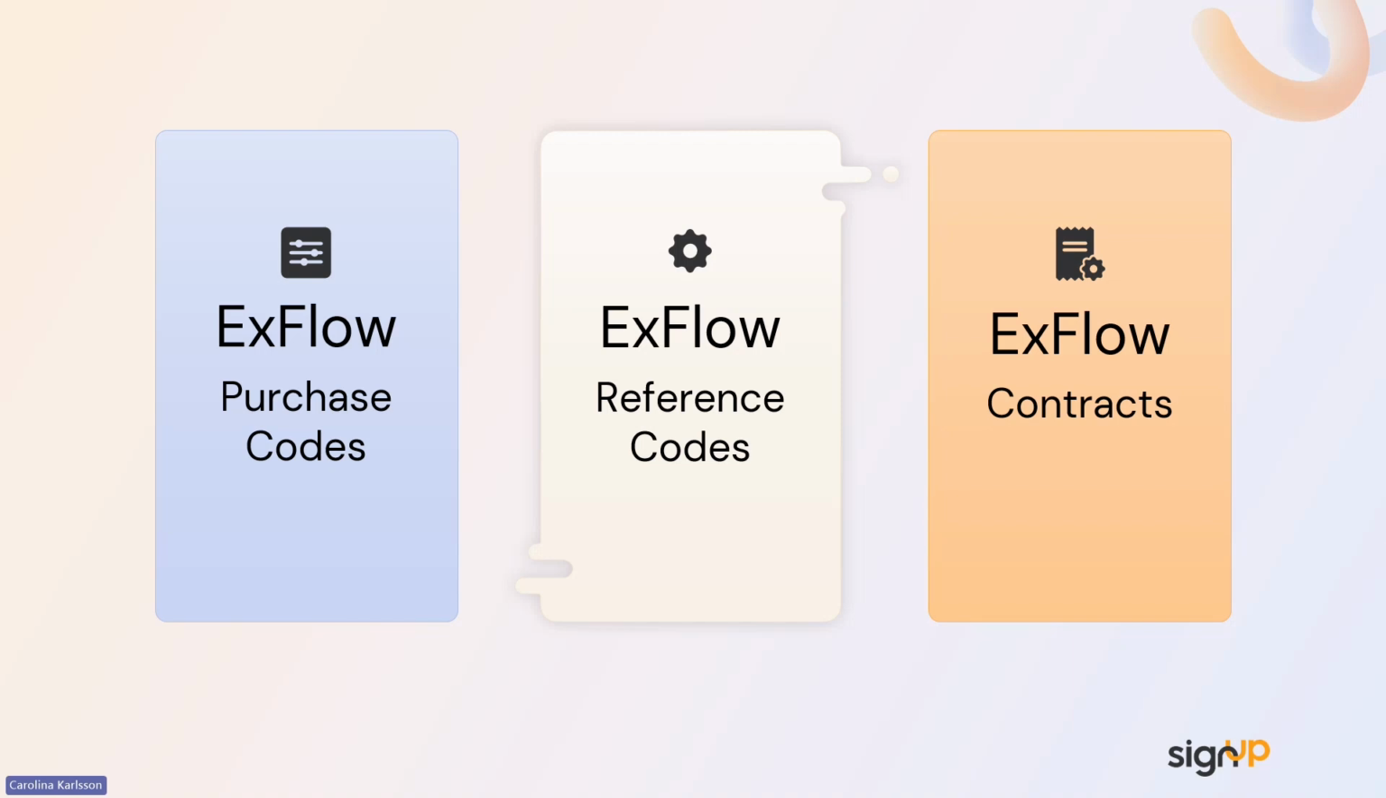And then ExFlow contracts that help you maintain control over recurring documents, so you can set configurations on these contracts that gives you warnings if something would, for example, deviate, or if something would not be as you set it up. So let's go into depth a little bit more of what they do.